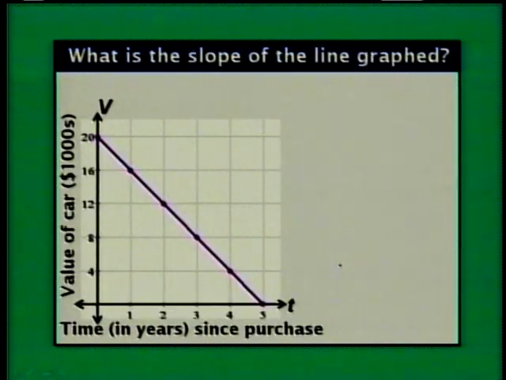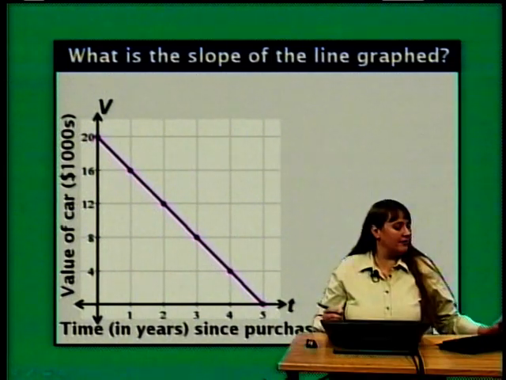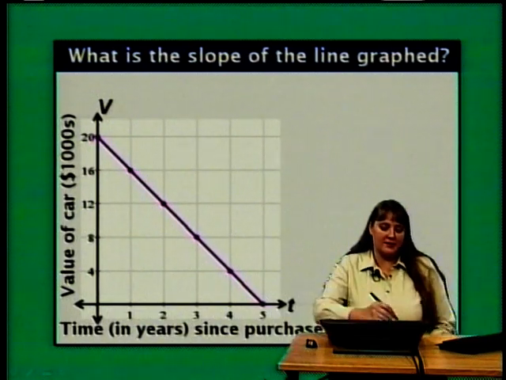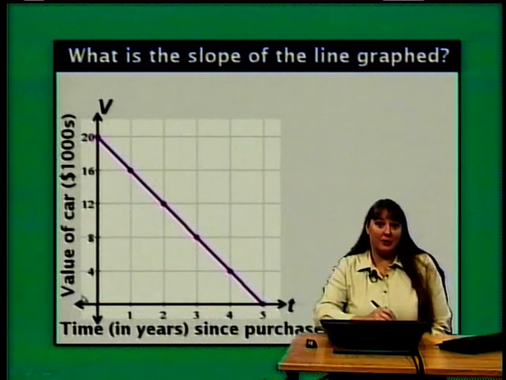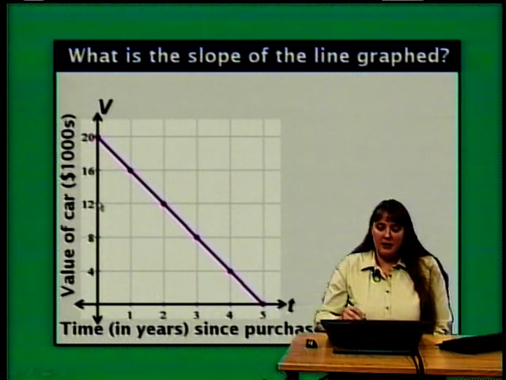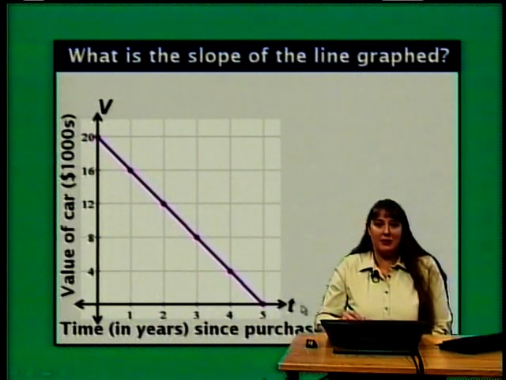Let's look at another example. What's the slope of this line? Again, let's take a look at what it is that we have on this graph. If I look at the vertical axis, my dependent variable, v, represents the value of the car in thousands. If I look at the horizontal axis, my independent variable, t, represents the time in years since the purchase.